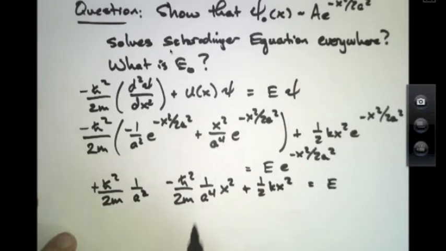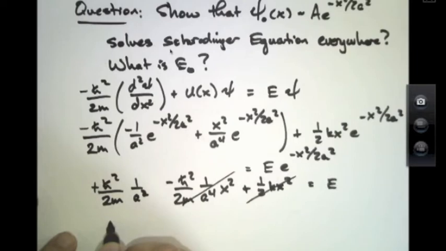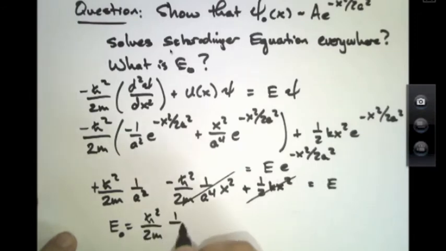What we saw before is that these two terms will actually cancel one another because of our constraint of what the constant a is allowed to be. a to the fourth actually worked out to be h bar squared over m times k. So that made these two terms cancel. And notice that they're both proportional to x squared. So now we have that E naught equals h bar squared over 2m times 1 over a squared.